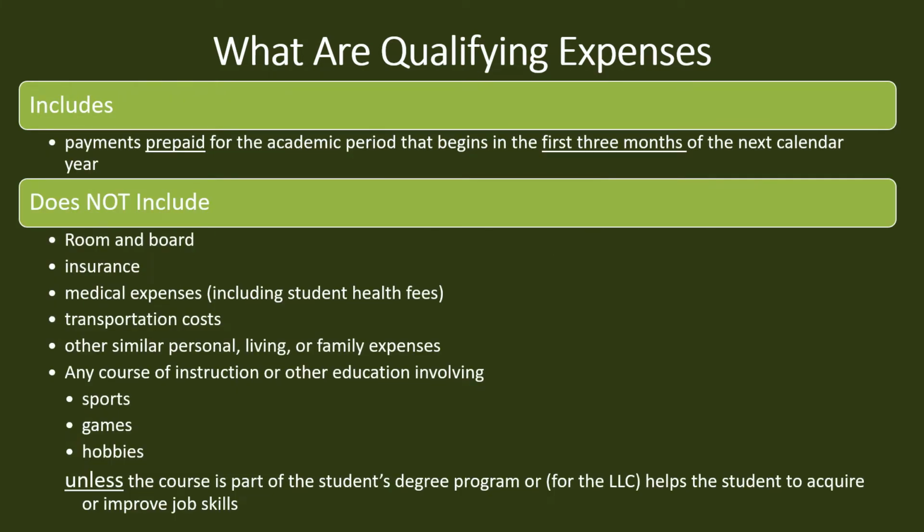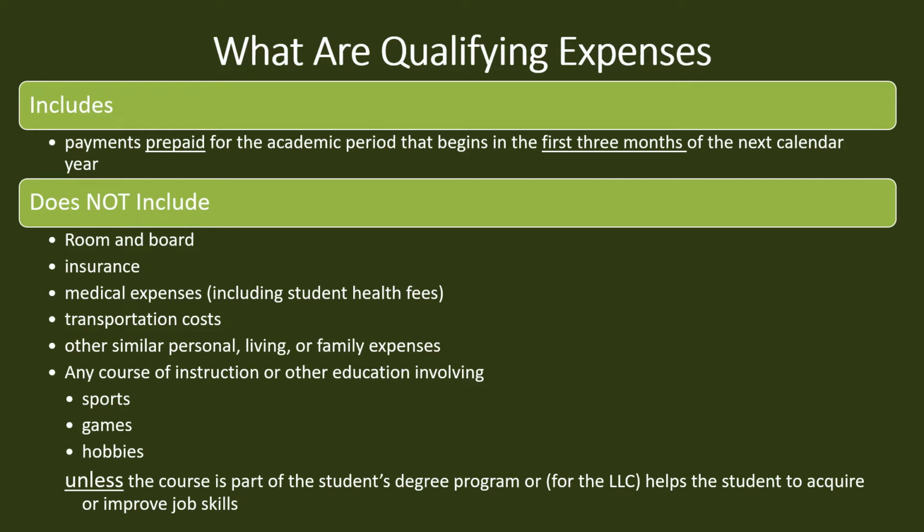Qualifying expenses also include payments that are prepaid for an academic period that begins in the first 3 months of the next year. For instance, if the taxpayer pays in December for a winter term that begins the next February, they can claim those expenses in the year that they paid them.